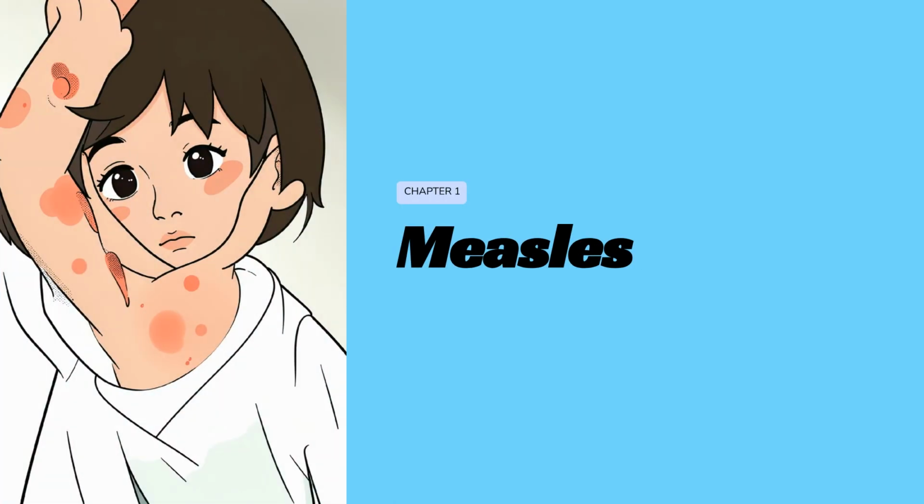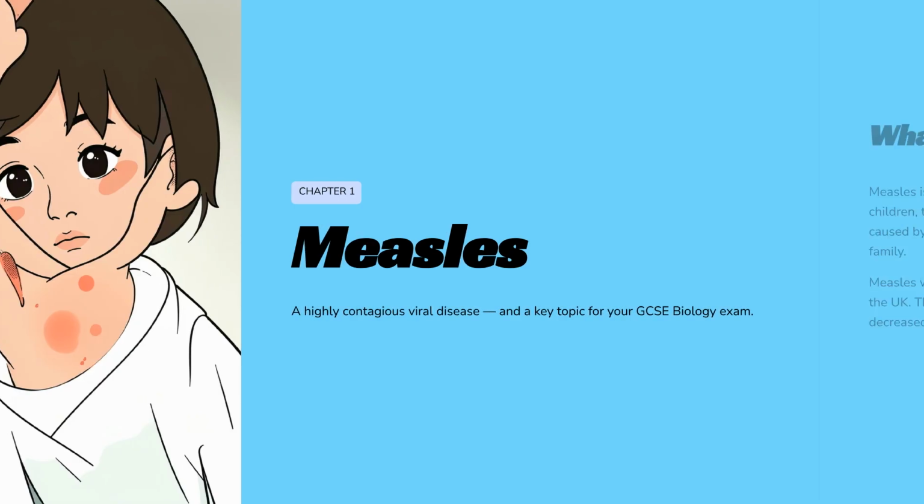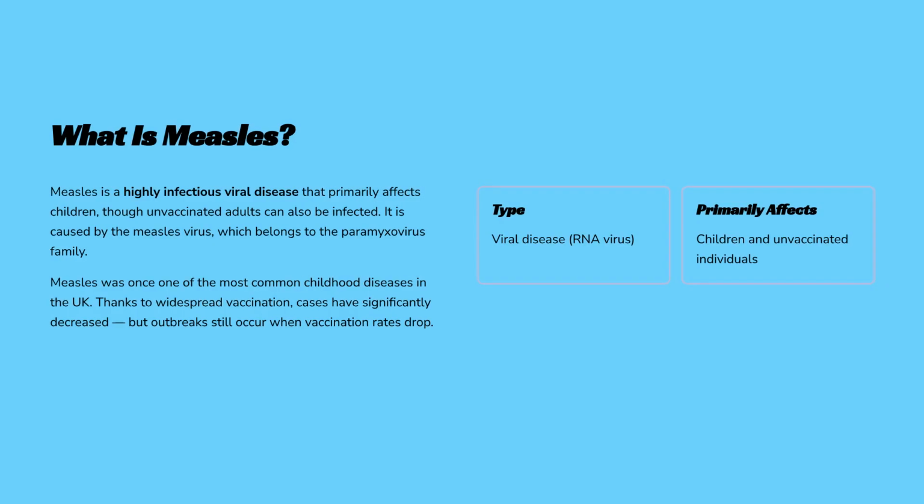Next, we'll look at Chapter 1, Measles. This is a highly contagious viral disease and a vital topic for your GCSE Biology exam. Measles is a highly infectious viral disease that mainly affects children. While vaccination has significantly reduced cases in the UK, outbreaks still occur when vaccination rates drop. Prevention is primarily through the MMR vaccine.